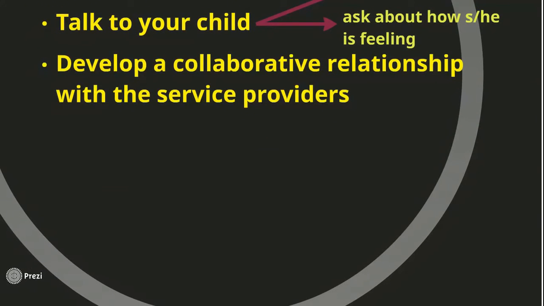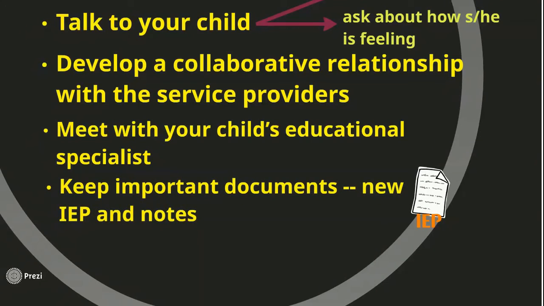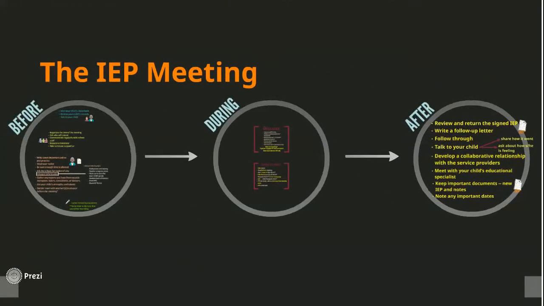You should also develop a collaborative relationship with the service providers and meet with your child's educational specialists. And don't forget to keep important documents. Put the new IEP, as well as the notes and documentation you took to the meeting, in your files. And note any important dates, such as when progress reports are sent out, on your calendar. Keep these steps in mind before, during, and after your IEP meeting to build the best outcome for your child.